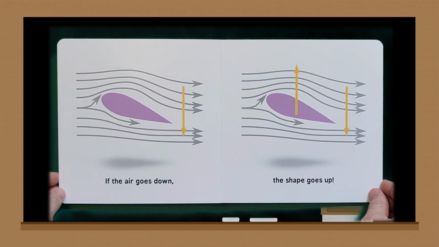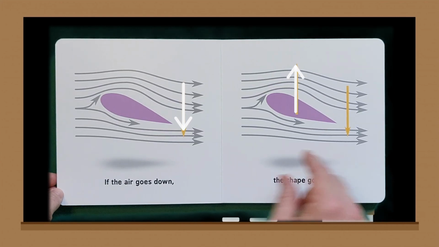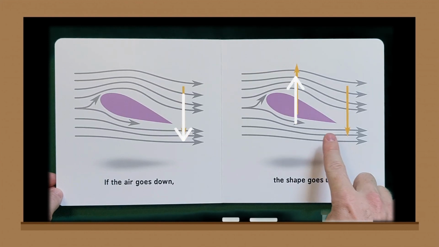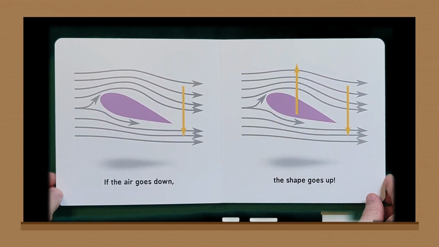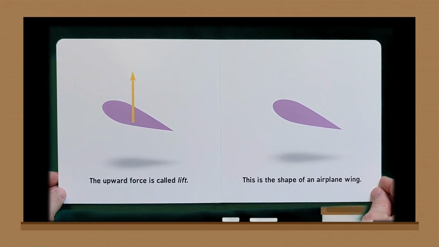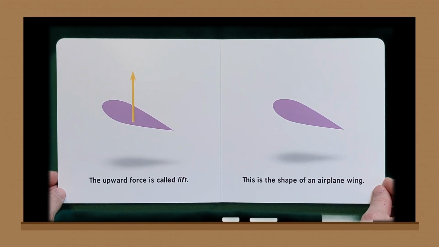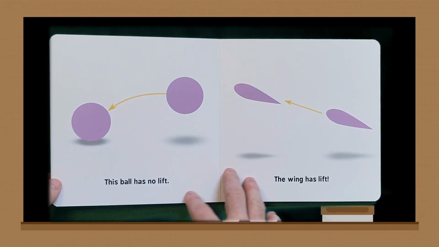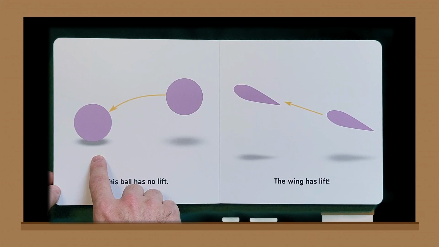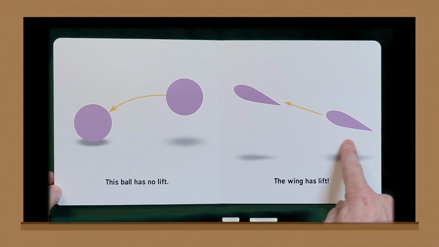If the air goes down, the shape goes up. See how the air is going down? And that is pushing the shape up. The upward force is called lift. This is the shape of an airplane wing. This ball has no lift. The wing has lift.